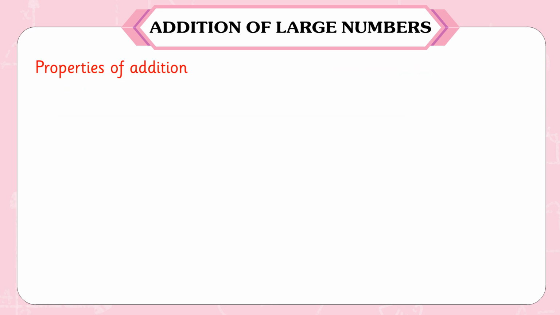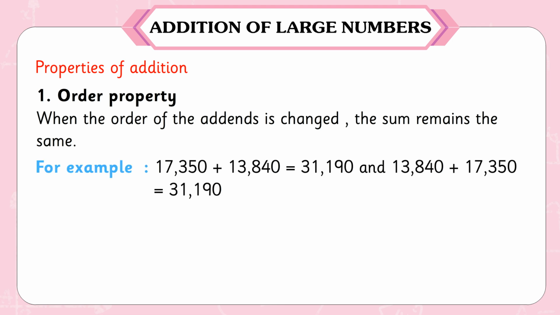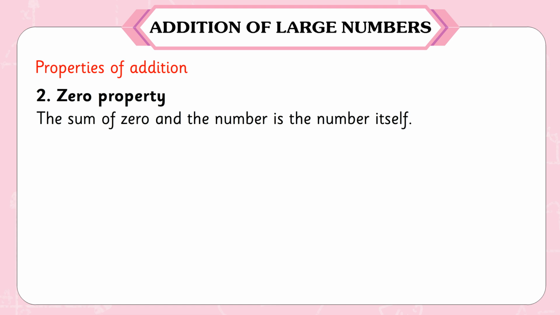Properties of addition. 1. Order property. When the order of the addends is changed, the sum remains the same. For example, 17,350 plus 13,840 is equal to 31,190 and 13,840 plus 17,350 is equal to 31,190.